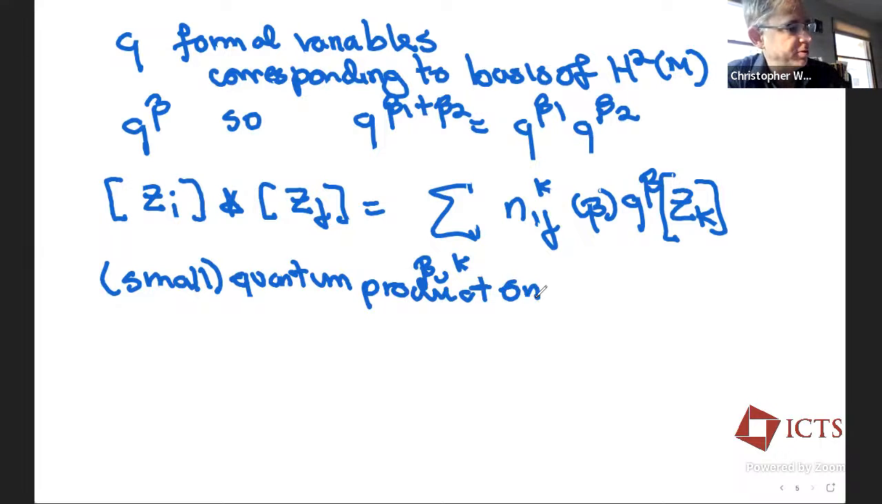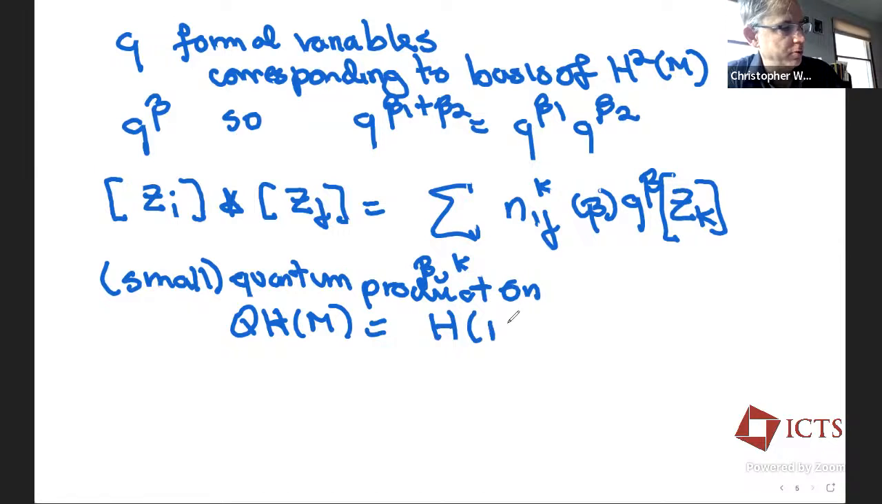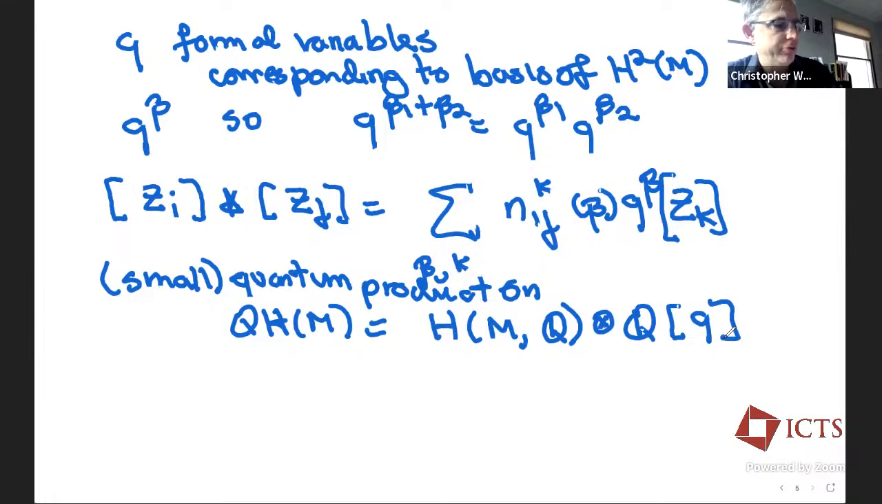And where does it define a product? Well, it defines a product on QH of M. In general, you have to use rational coefficients. And then also I took power series in these variables q. And in good cases, the expansions that you get will be finite series in q, but they have to be formal power series in general.